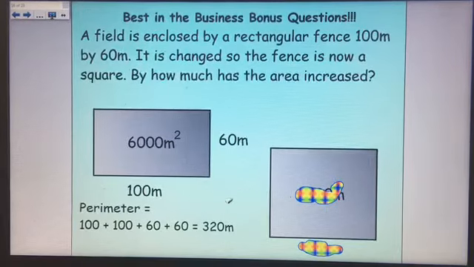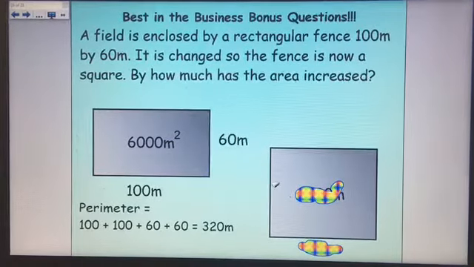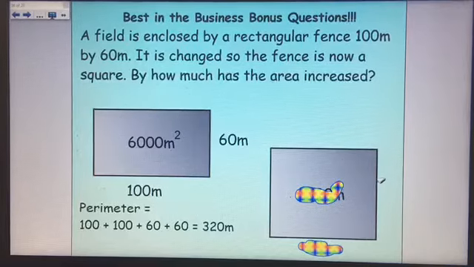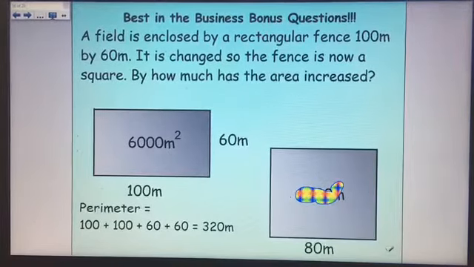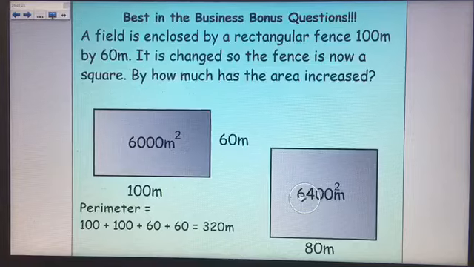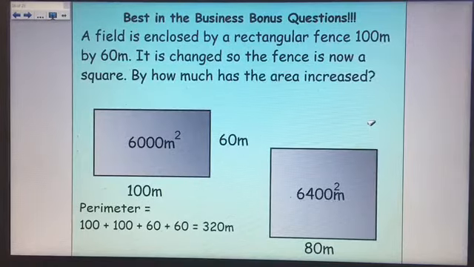Right, let's think about this square then. The perimeter of this square is the same, right? So if you've got 4 sides, 320 divided by 4 would make 80 meters. So we know one of the side lengths is 80 meters, so all the side lengths have got to be 80 meters because it's a square. And 80 meters times 80 meters is 6,400 meters squared. So the area has increased by 400 meters squared.